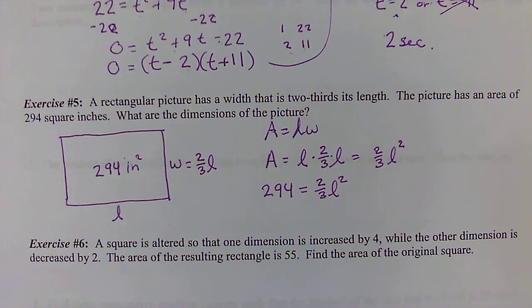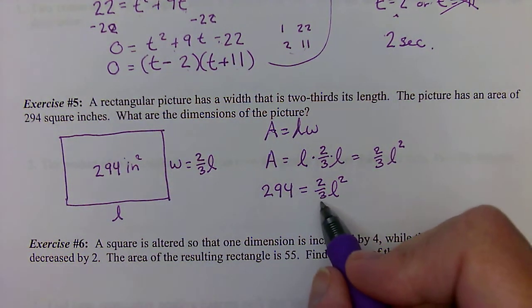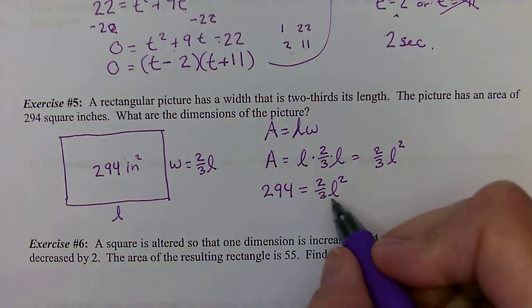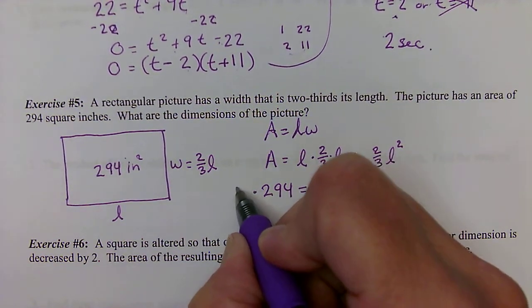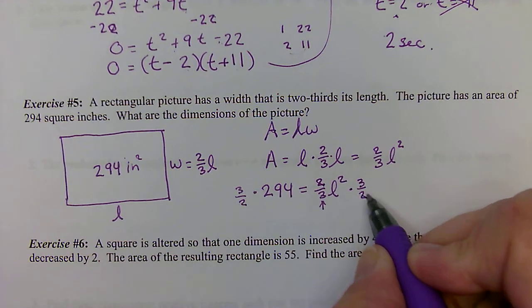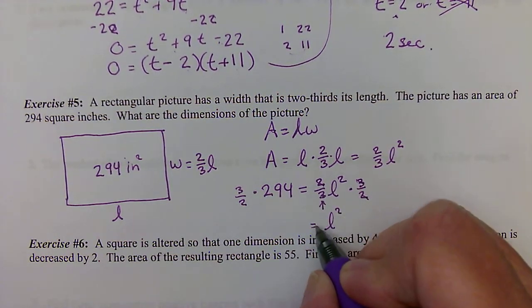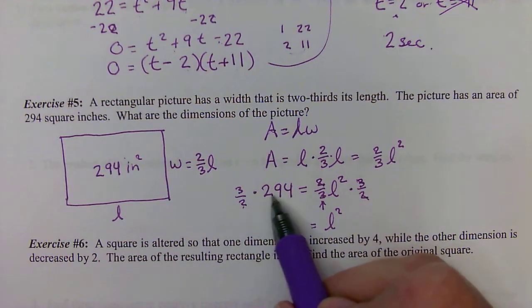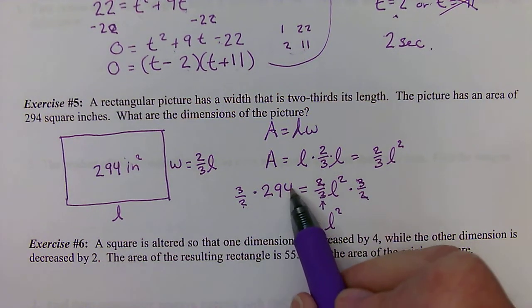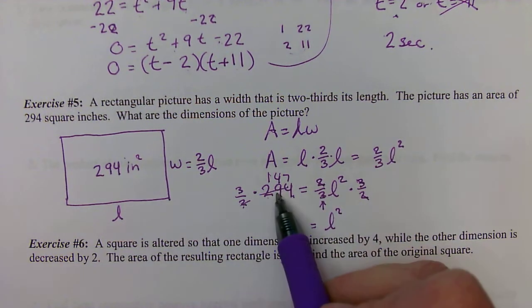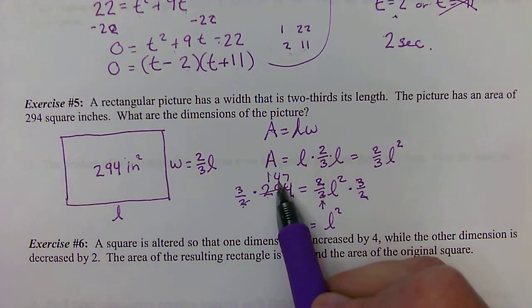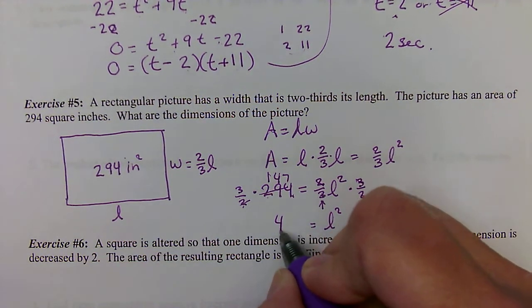Well, the variable is squared, so it's quadratic, but there's only one term that has the variable in it, so I want to isolate this term instead of getting 0 on one side. So first I need to get rid of the 2/3 by multiplying by its reciprocal, 3/2. So these cancel, leaving the L squared. So 2 into 294 goes 147, and then 3 times 147 is 300, 420, 441.